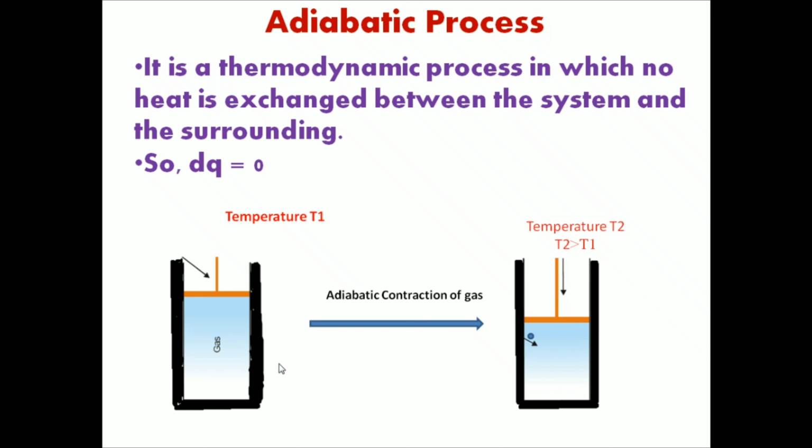Again, as we saw earlier, contraction of the gas is an exothermic process. That means heat is released during the process. What happens to that heat? Because it is not given out to the surroundings, that heat is stored in the form of internal energy. So the temperature of the system increases. If the system was earlier at temperature T1, now the temperature of the system goes to T2, and T2 is greater than T1 because of the stored internal energy.